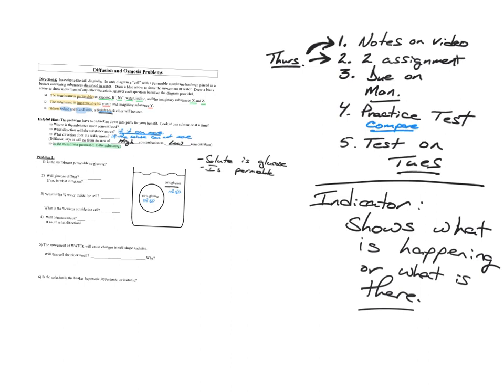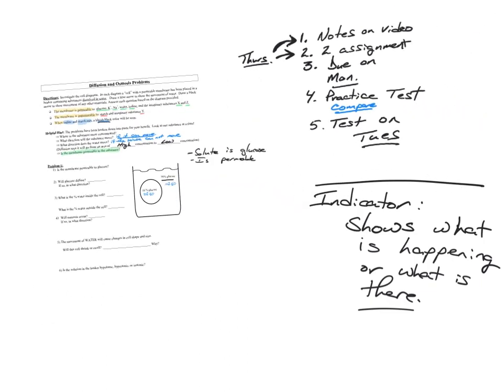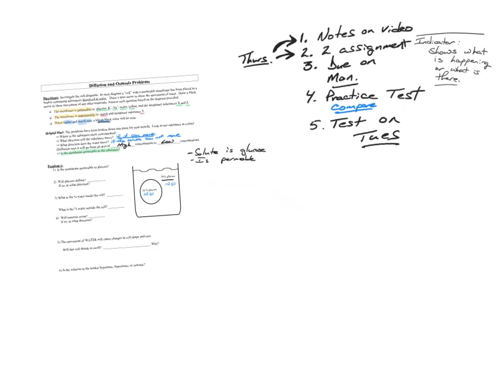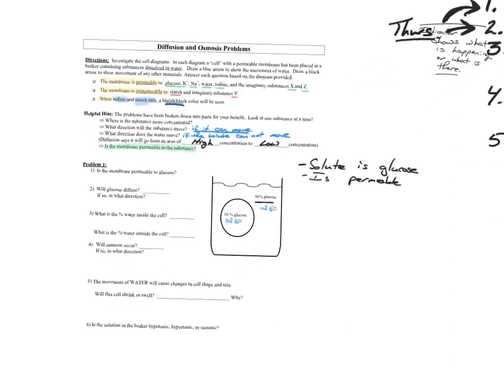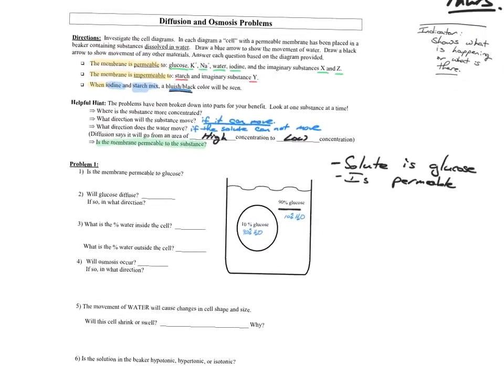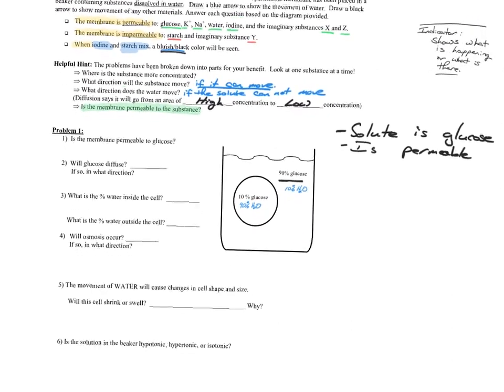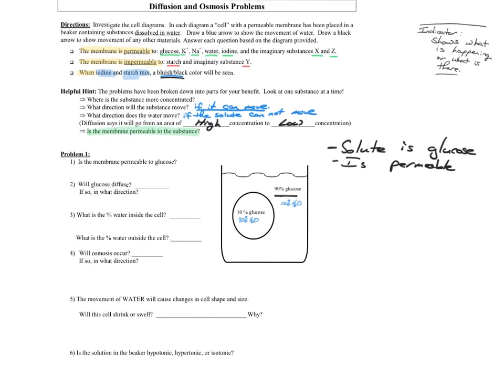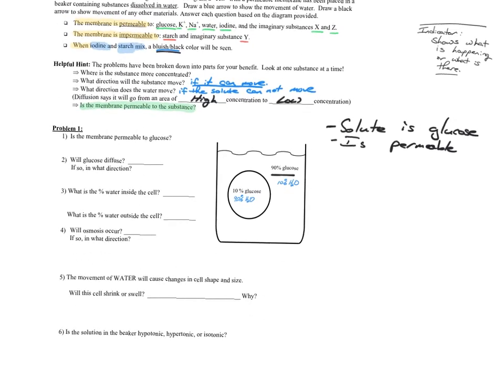So indicators show us what is happening or what's there. So if the liquid changes to black when I put iodine in it, what is in there? Starch, because iodine is a starch indicator. That's what iodine is. Okay, let's move on. These are questions you have to ask if you're going to get the questions right on the test.